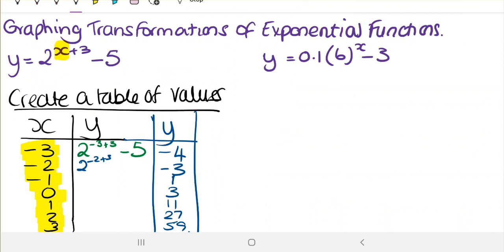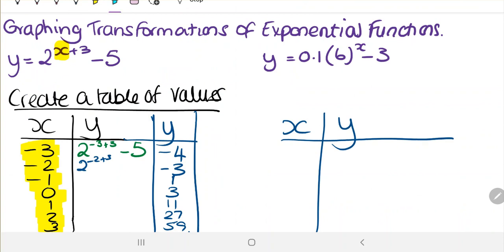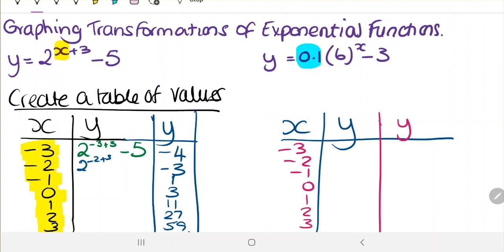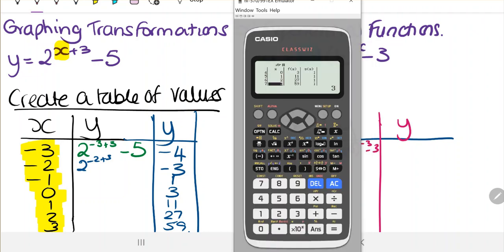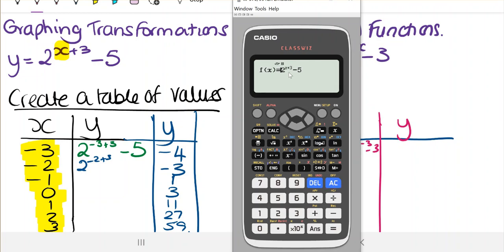So for our second one, we're going to do a table of values. This time we have a tenth, so this is going to change the shape of our graph. We're going to use -3, -2, -1, 0, 1, 2, and 3. And y is going to be 0.1 times 6 to the power of -3, etc. So I'm just going to complete my table, and I'll do this on my calculator.